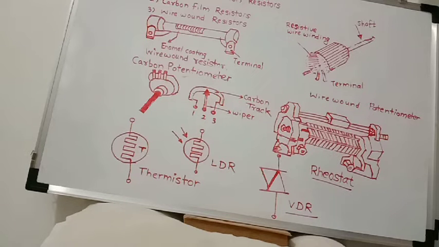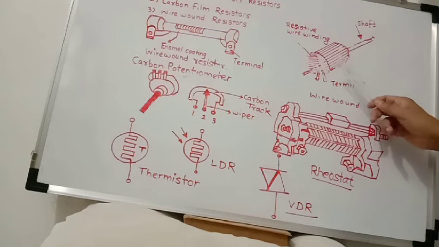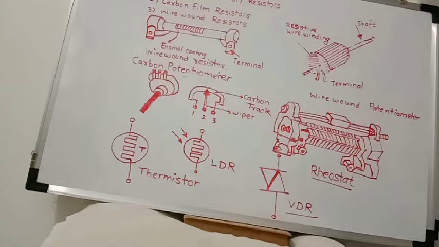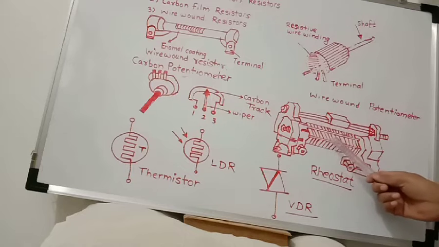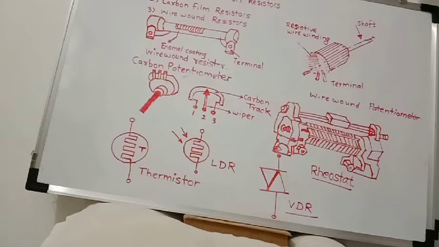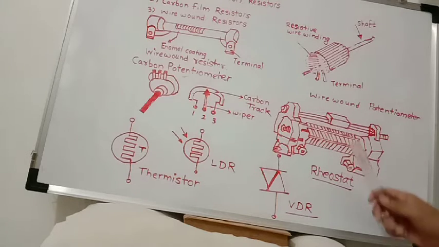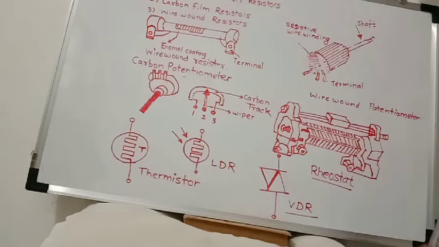Now the second type, the wire wound potentiometer. This is a wire wound type potentiometer or wire wound type variable resistance. The most common example of this type is a rheostat. This is a rheostat. It is a wire wound variable resistance because here nichrome wire is wound on a ceramic rod. So this rheostat is called a wire wound type potentiometer.